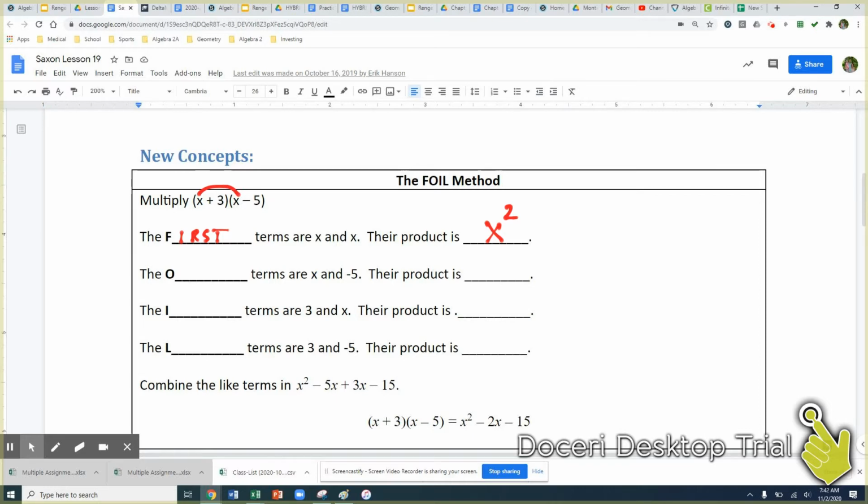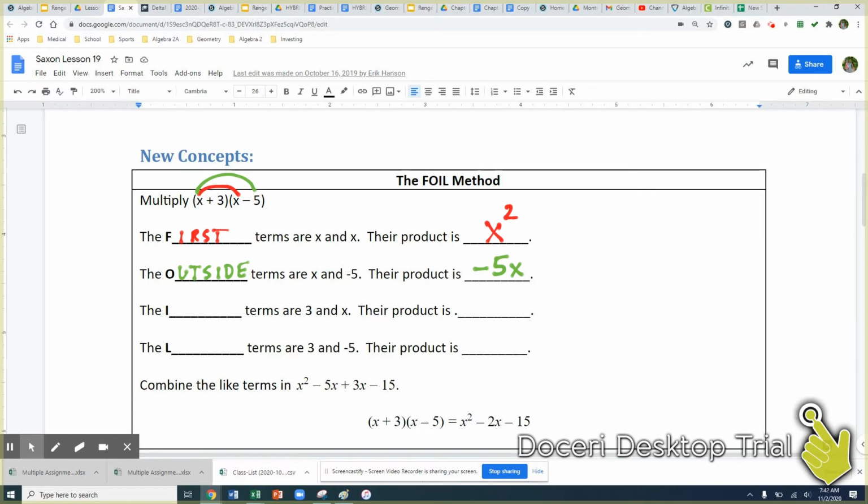The O is standing for your outside terms. Your very first term and your very last term, x and -5, their product is going to give us -5x. There's nothing we can do with x and -5 to make it one single number, so we just leave it as a product, -5x.